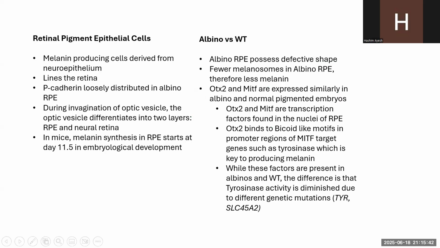Now to speak about the retinal pigment epithelial cells. They are melanin-producing cells derived from neuroepithelium. They line the retina. Pigment adherence is loosely distributed in albino RPE, which leads to misshapen RPE cells. During invagination, the optic vesicle differentiates into two layers, the RPE and the neural retina. As we spoke about earlier, PAX2 is responsible for this. And when mutated, that differentiation does not occur, leading to no discernible boundary between RPE and neural retina. In mice, melanin synthesis in RPE starts at day 11.5 in embryological development.